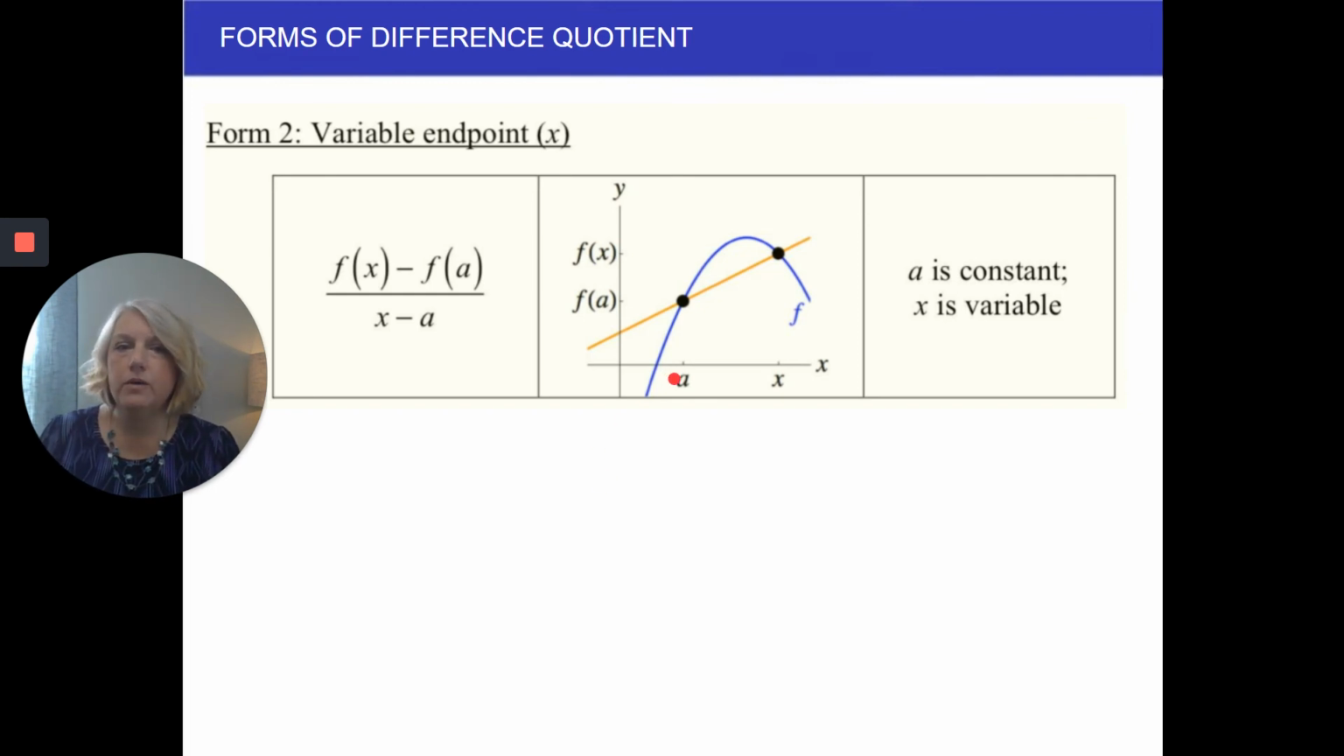So I'm going to know a, it's going to be a fixed starting position. A will give me f of a because I will know that. However, I do not know the endpoint. I'm going to leave that as a variable. I'm going to let it vary.